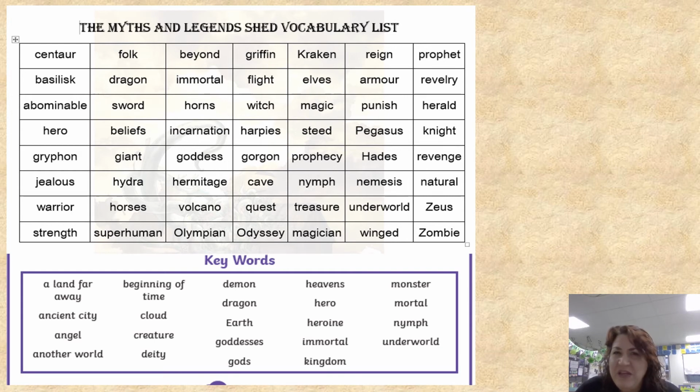Nemesis, do you know what nemesis means? It's like your arch enemy. What else might you not know? Prophecy is like a prediction, somebody that is given a gift by the god and is able to see the future, and they are a prophet. Do you know what revelry means? Herald. Do you know what abominable means? So you might want to just have a quick Google of some of these. So pause the video now, read through and Google if you're not sure.